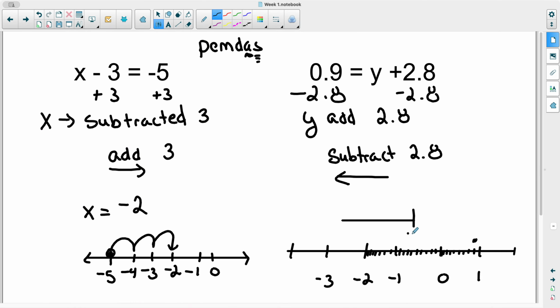This is -1, this is -2, 1, 2, 3, 4, 5, 6, 7, 8, 9. So we start right here. This is kind of being zoomed out. All right, so that's us going back by 2. And then we gotta do 0.8. So 1, 2, 3, 4, 5, 6, 7, 8, which is right here. And what is that? That's negative 1.9.